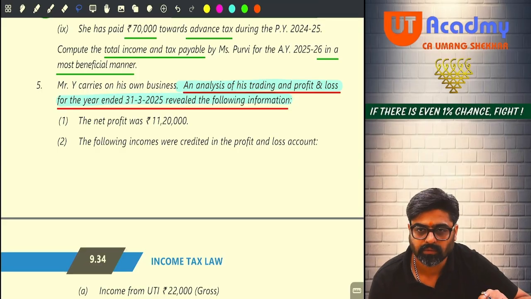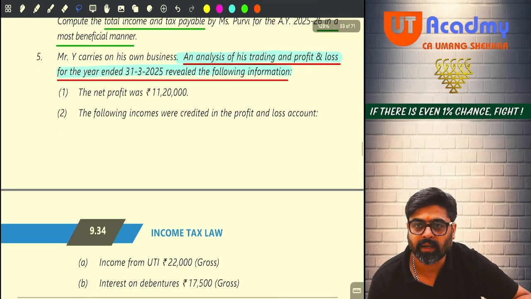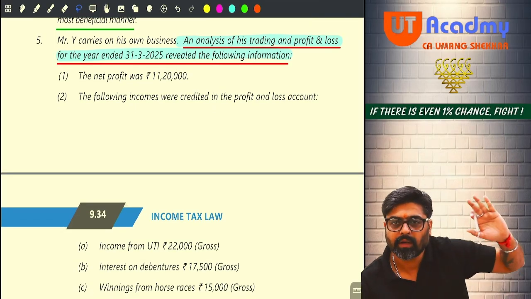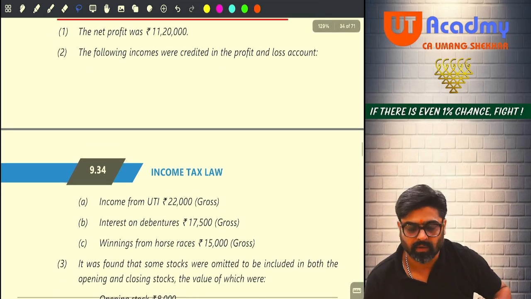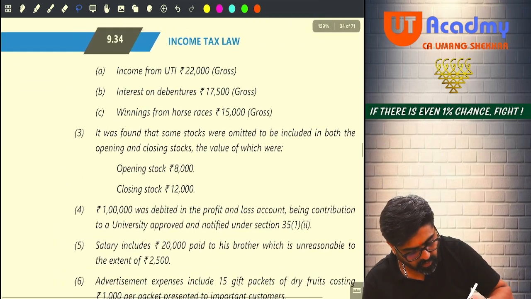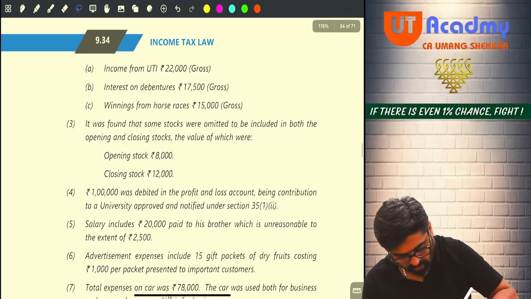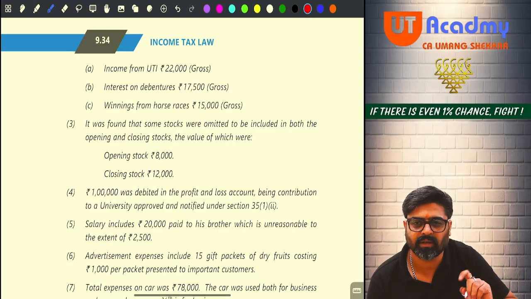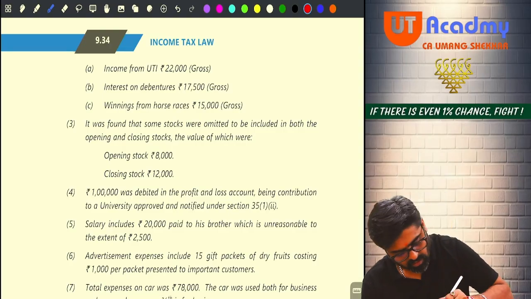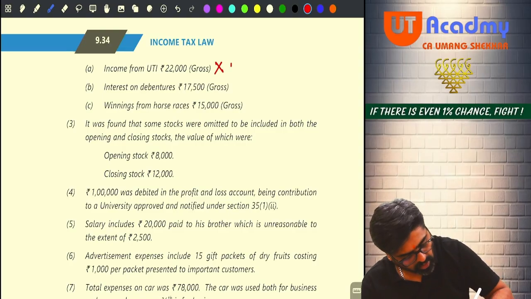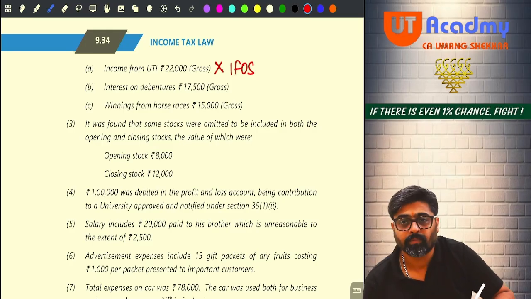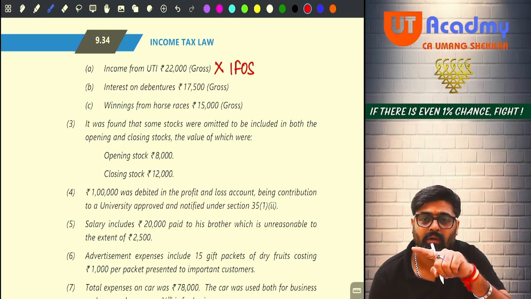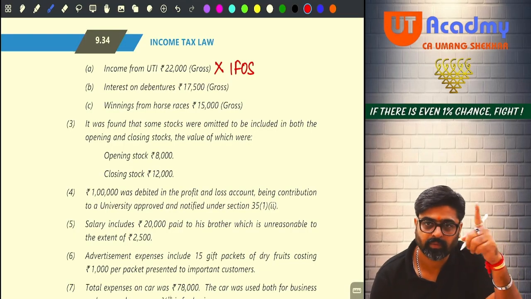So take your profit on the calculator. 11,20,000. Okay. Now falling at the credit in the P&L account. Wait. Think from the point of view of credit side. On your credit side now, income from UTI 22,000 given. How much income from UTI is given? 22,000. Tell me, is it your business income? So I will put a cross. This is not my business income. This is my IFOS income. So in your profit, this was added, no? Reduce. Minus from your profit.